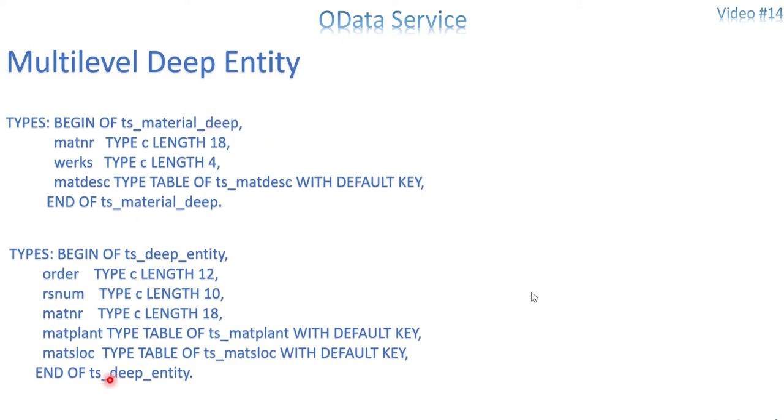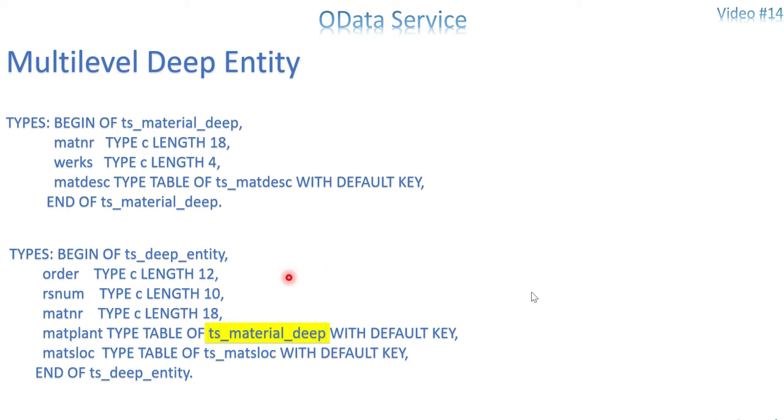So there is a change in your deep entity. So here you can't use simply TS underscore material plant because it has a deep entity. So this is the only change I'm going to make at the design level. Okay. So this material plant is a little different. So I'm creating one more structure in the same MPC extension class, the same way it should be, like material plant, material description. And I'm going to use this structure as a reference while creating my deep entity structure or work area, whatever it is.